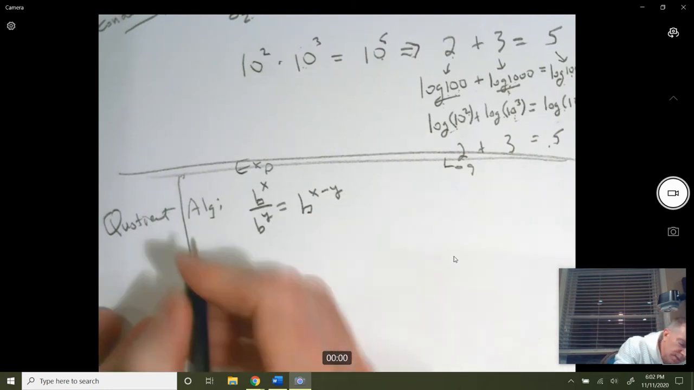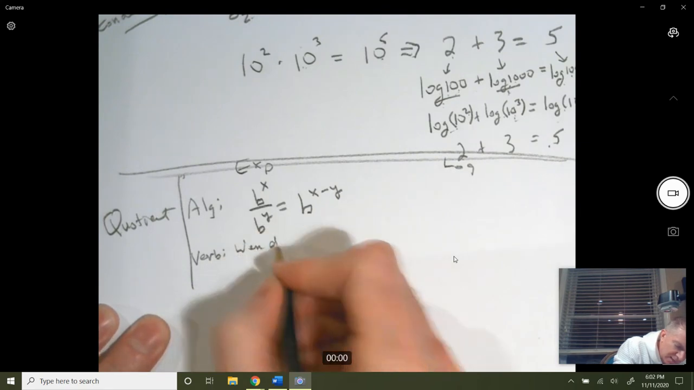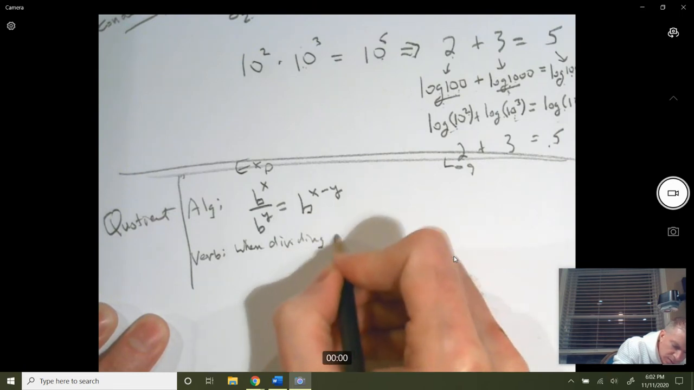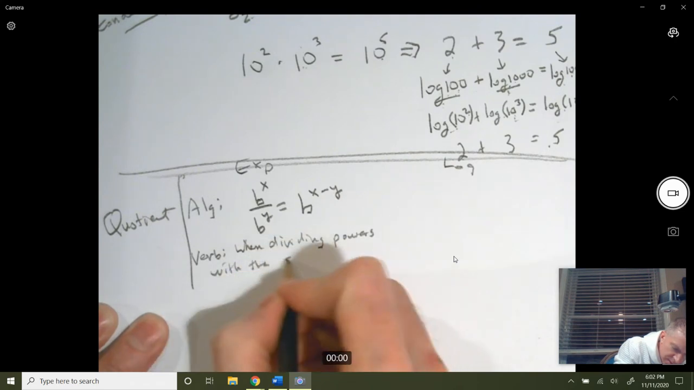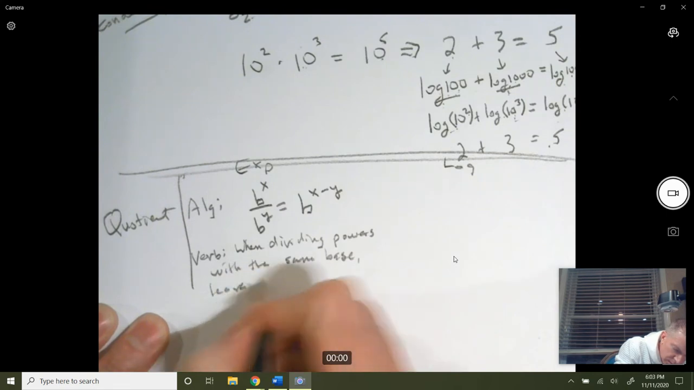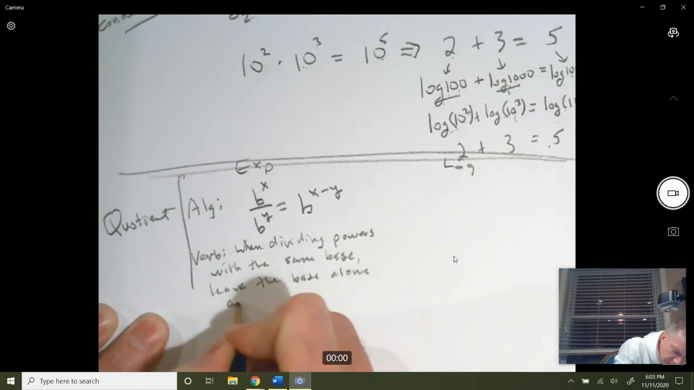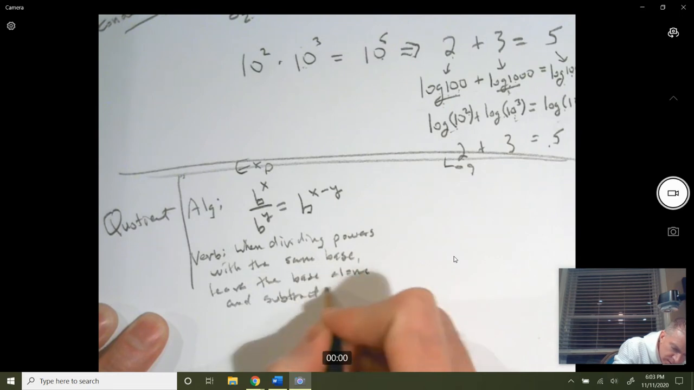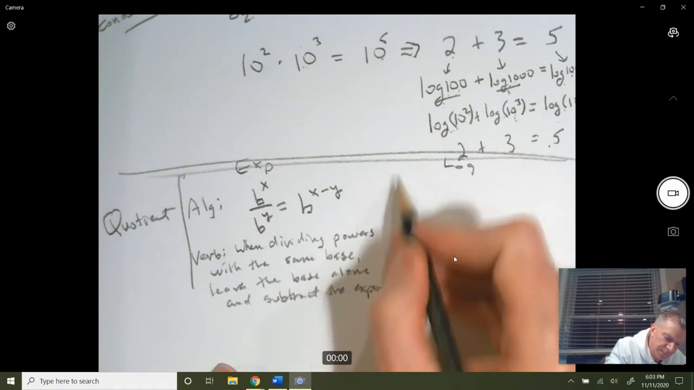Which means in words, verbally, when dividing powers with the same base, you leave the base alone and you subtract the exponents.